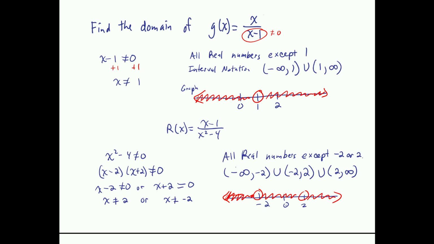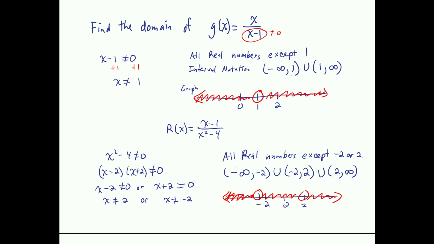Now, there's different ways you can write it. This is going to be all real numbers except 1. In interval notation, you would write negative infinity, comma 1, close parentheses. The u is the union symbol, and then parentheses 1 comma infinity. Graphically, you would draw a number line, you would put an open circle at 1, and then you'd shade to the left and right of that.